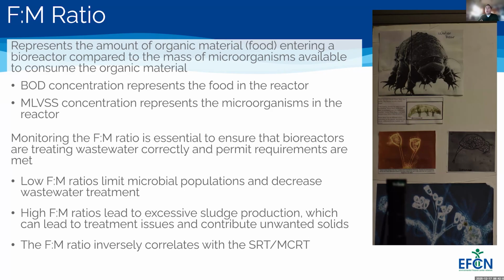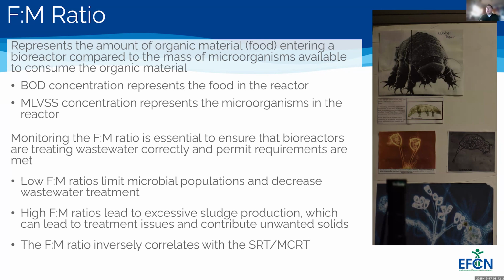A low F to M ratio will tend to indicate that in our microbe populations, we may have too much biomass and not enough food. You may want to decrease your wasting. And a high F to M ratio may lead to excessive sludge production and overgrowth due to those high amounts of organics, and also an increased threat that we may be putting excessive nutrients in our wastewater discharge.